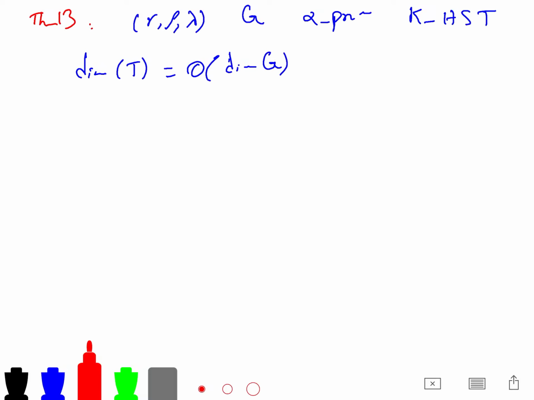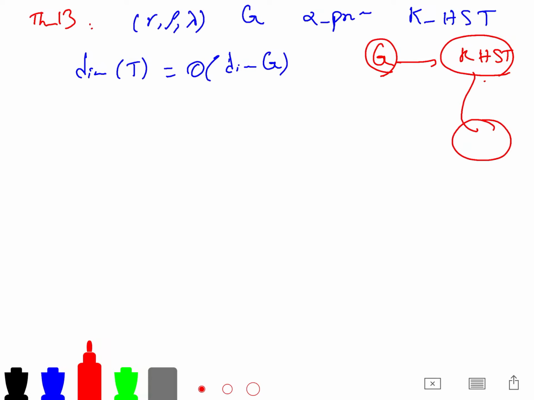So this theorem says that we have a graph G, and we can alpha-probabilistically approximate it by just a set of K hierarchical separated trees, and then the trees are approximated by each other with beta, so we have an alpha-beta approximation. This is the idea. And so it remains to describe the construction of these probabilistic partitions.